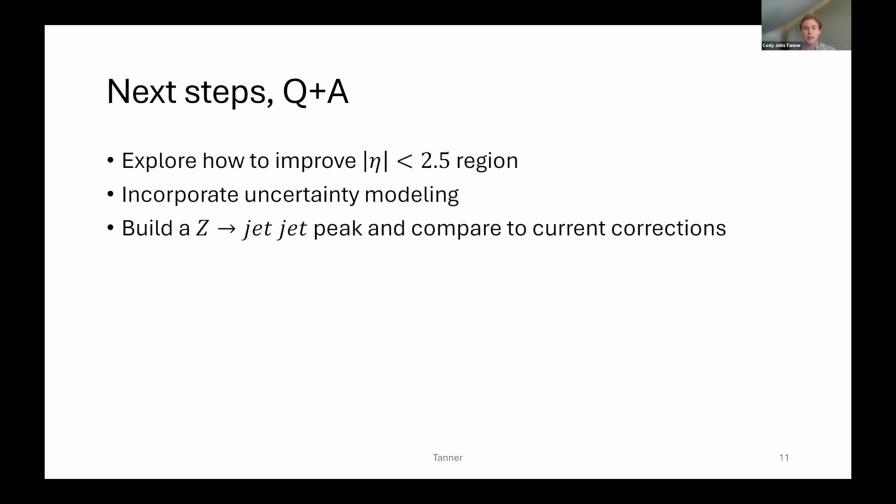And then I'd also like to build a Z to jet peak and compare it to the current corrections. This will give some physical context into the error: how much is the error actually affecting the data versus just being residual error because neural networks aren't perfect.